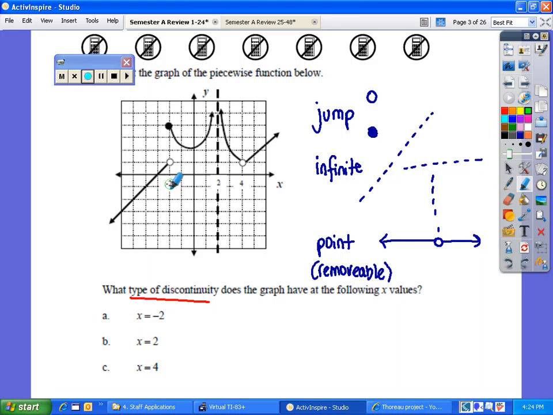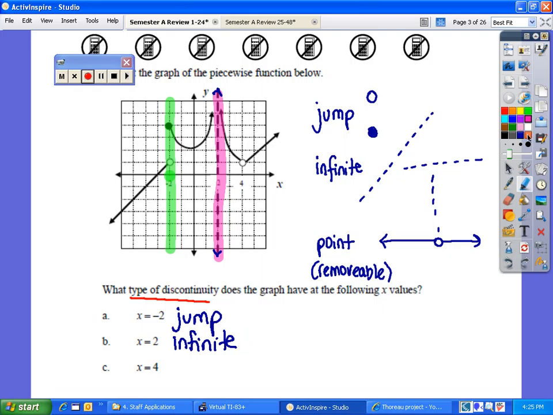So here at x equals -2, it looks like my graph starts here and then jumps to the next part of the graph. So it looks like x equals -2 has jump discontinuity. Okay, moving on to where x is equal to +2. If we look at the picture, it has a dotted line separating in between these two graphs. So that is what's called an asymptote. And since it's an asymptote going in both directions forever, this is infinite discontinuity.